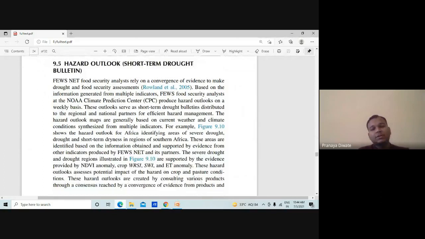Then you have a hazard outlook. The food security analysis relies on a convergence of evidence to make the drought and food security assessment. This model can only be run if you have this much data in your study.